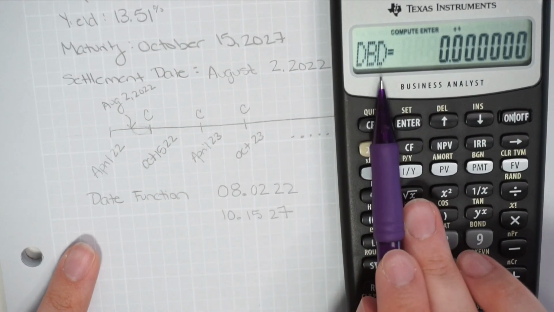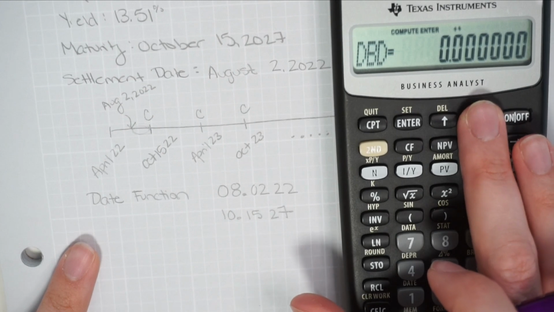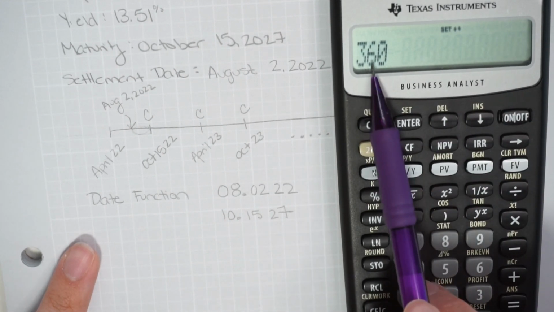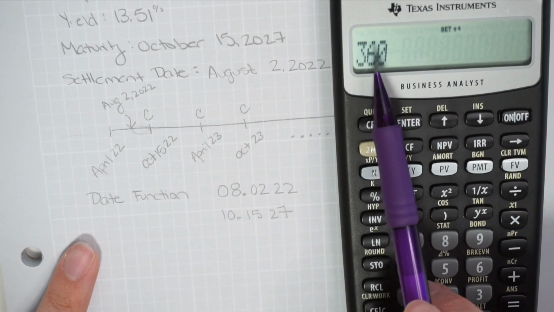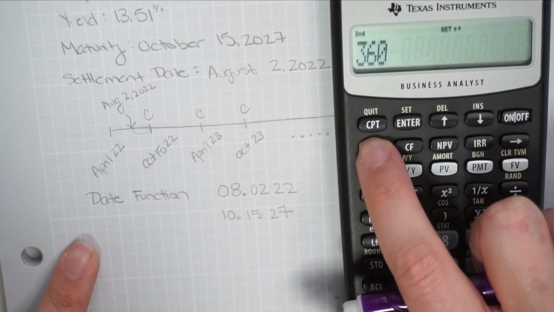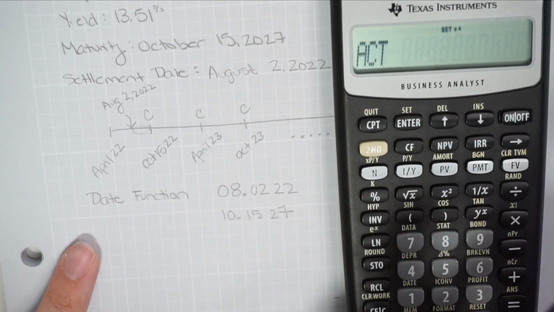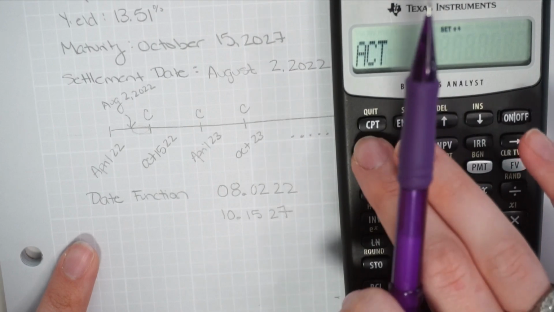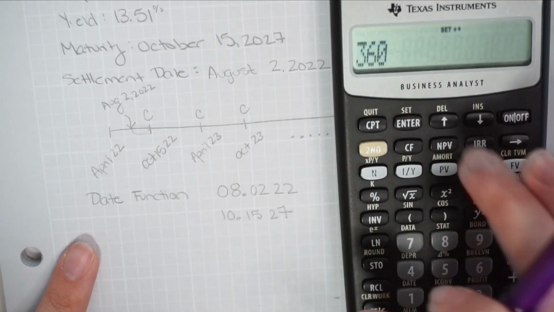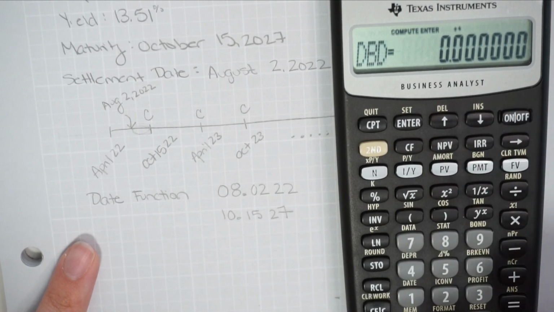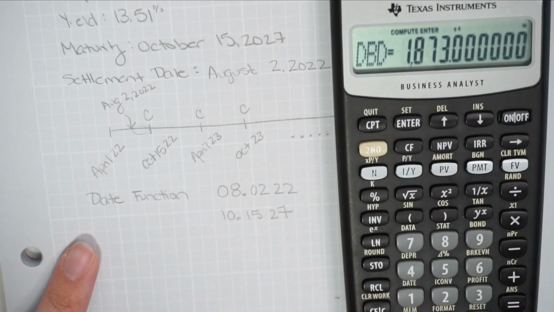Now, days between, this is what I'm computing, but before you press compute, make sure it says 360 here. You want it to say 360 because for a corporate bond, this is our convention. If I wanted to switch it, I would do second set, then it switches it to actual number of days. Here we want 360 though, so I'm going to reverse it again. Second, enter, 360, so that's perfect. Scroll back up again, and now I'm going to press compute.